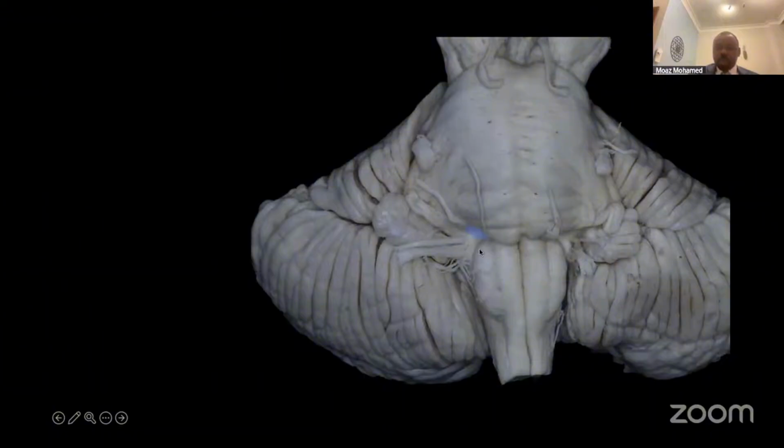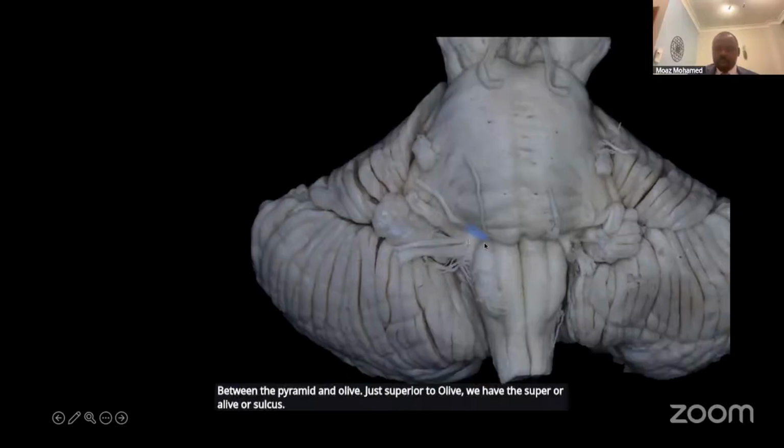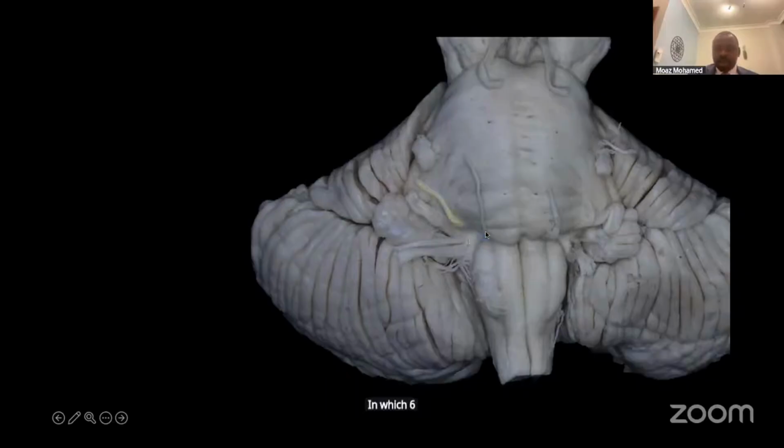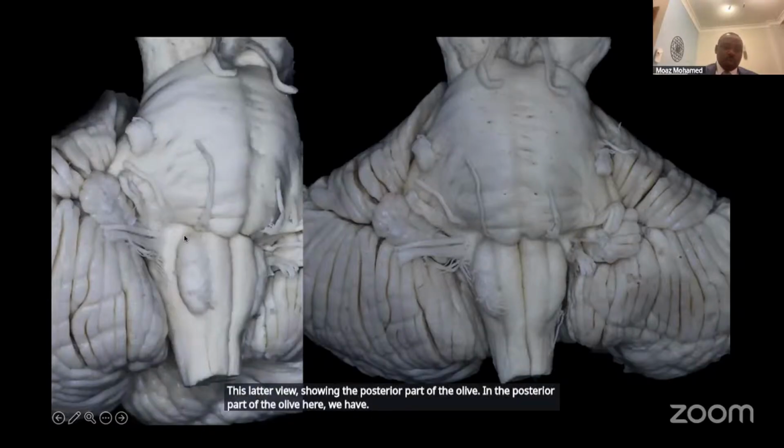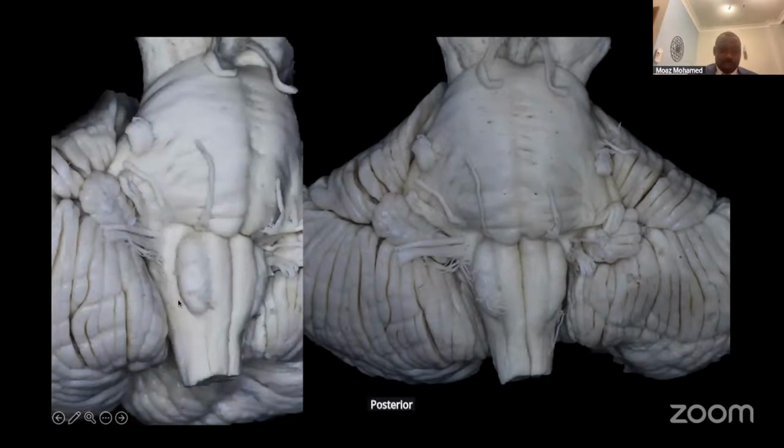Just superior to the olive, we have the supraolivary sulcus, in which the sixth cranial nerve, as we mentioned, appears, along with the seventh and eighth cranial nerves. This lateral view shows the posterior part of the olive. In the posterior part of the olive here, we have the posterior olivary sulcus.